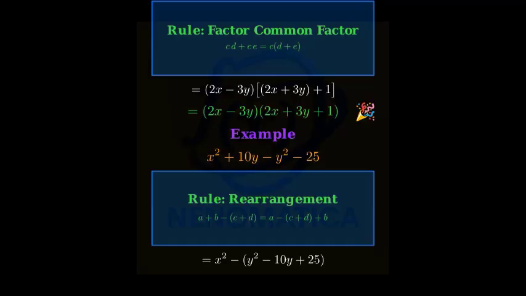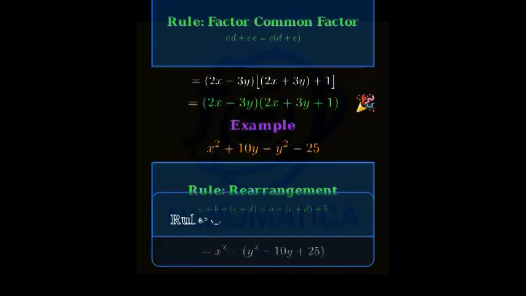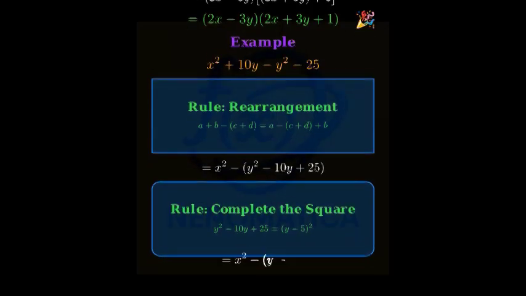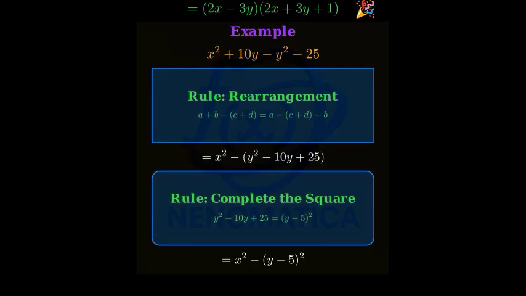Looking at the expression inside the parentheses, y squared minus 10y plus 25, we can recognize this as a perfect square trinomial. When we have an expression in the form y squared minus 2 times y times b plus b squared, it can be written as (y minus b) squared. In our case, y squared minus 10y plus 25 can be rewritten as (y minus 5) squared. Now we have the expression x squared minus (y minus 5) squared.